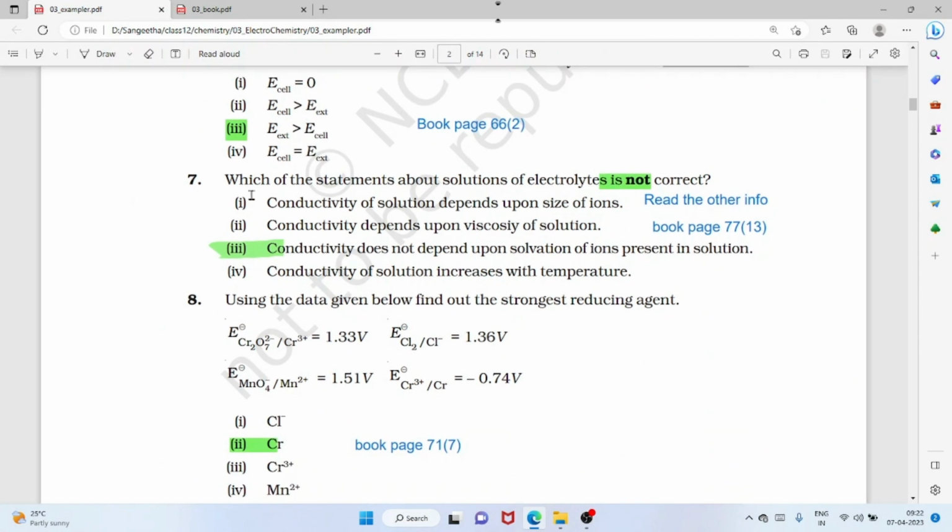Which of the following statements about the electrolytic solution is not correct? Conductivity of the solution depends upon this. This is correct. Conductivity depends on this is also correct. Conductivity does not depend on this, this is wrong. Conductivity of the solution increases with this amount. This is also correct.